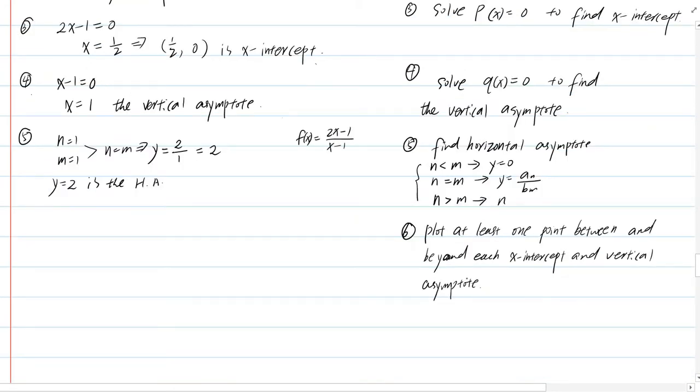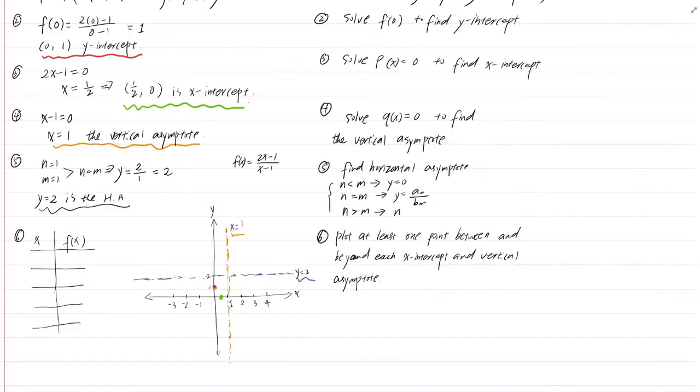Step 6. Plot at least one point between and beyond each x-intercept and vertical asymptote. From these previous steps, we actually found our x- and y-intercepts and the vertical and horizontal asymptotes. So that is the first part. I'm plugging this into this graph. If you look, I distinguish different colors, so you can take a look.